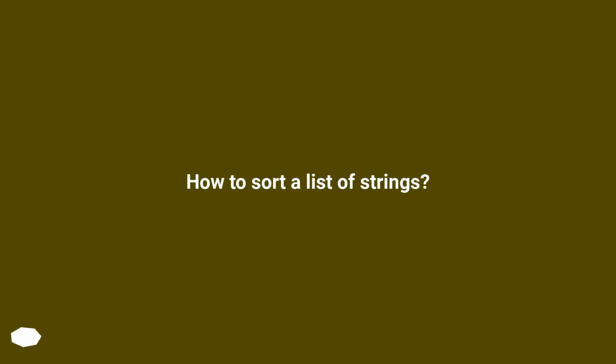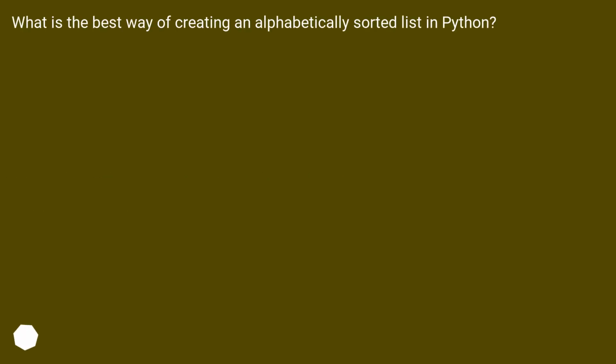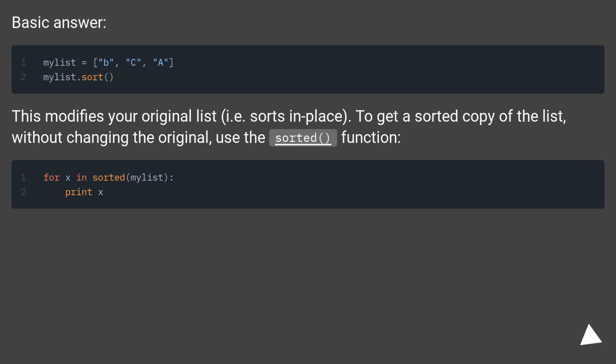How to sort a list of strings? What is the best way of creating an alphabetically sorted list in Python? Basic answer.